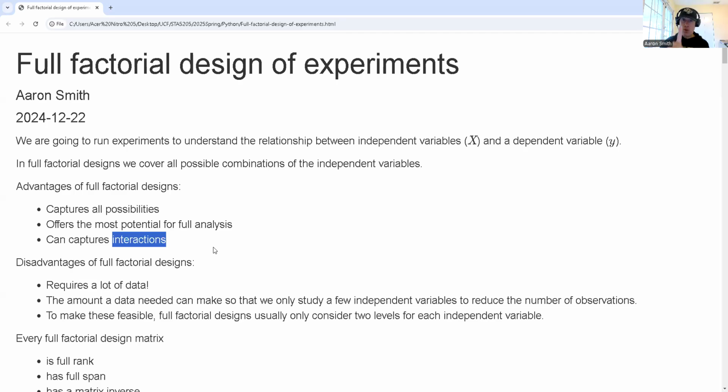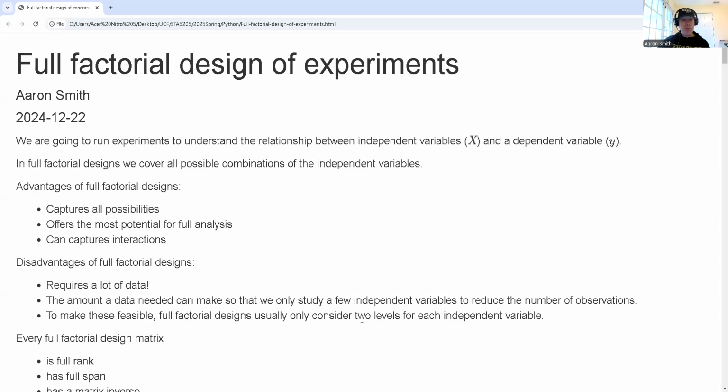Now, there's a cost, and that cost is that this requires a lot of data. Even with just one iteration for each unique combination of levels, we need a lot of data. The minimum amount is going to be 2 to the power of n, where n is the number of factors I've got going on. So this is a lot; it grows exponentially. The amount of data needed makes it so that usually we only study a few independent variables to reduce the number of observations that we're going to do.